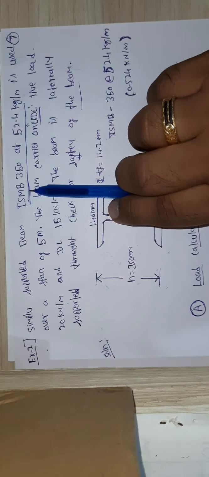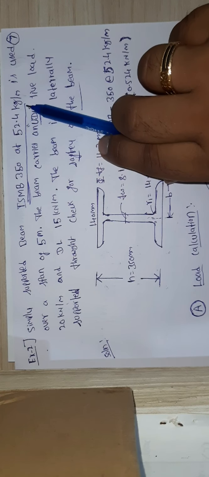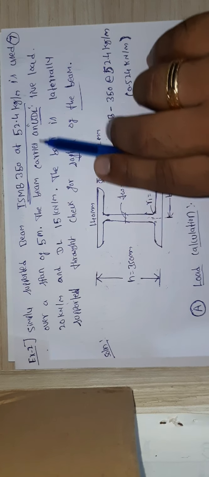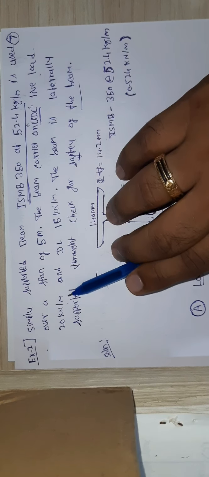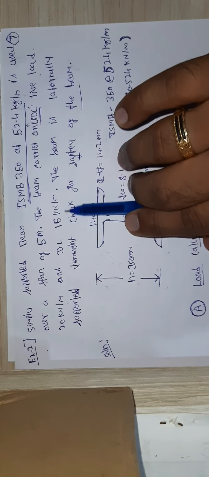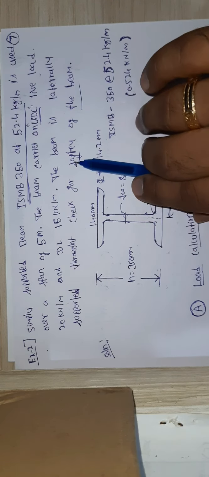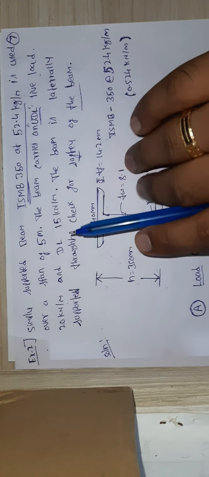Let us consider this. A simply supported beam ISMB 350 at 52.4 kg per meter is used over a span of 5 meters. The beam carries a UDL live load of 20 kN per meter and dead load of 15 kN per meter. The beam is laterally supported throughout. Check for the safety of the beam.